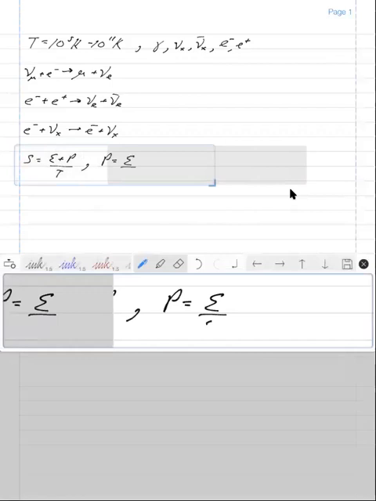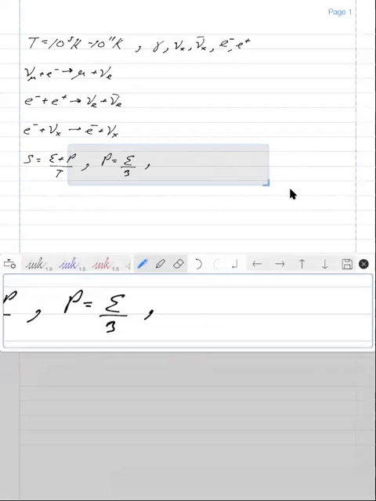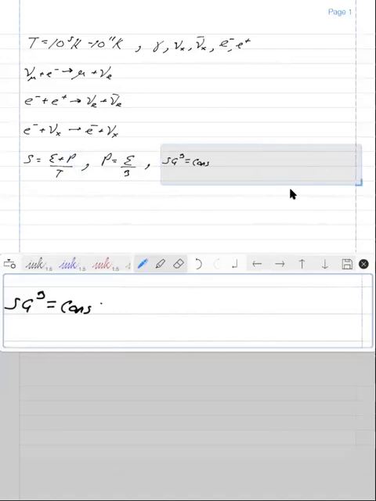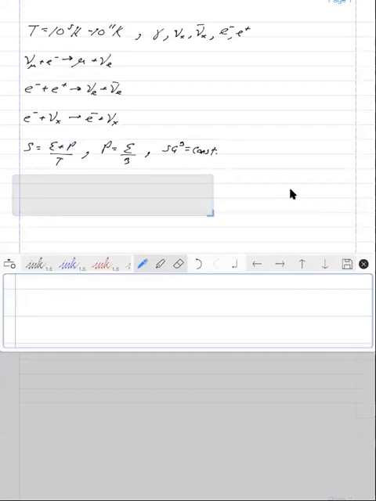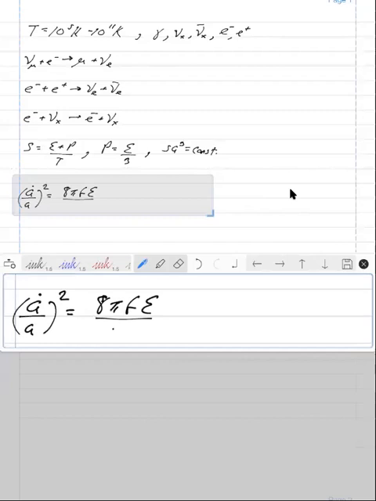We looked at it a couple of ways. First I just stated it, but we also looked at the distribution function. So that's two pieces of information. We also have that the total entropy, so entropy times a cubed, during these transitions will be a constant, and that comes from us assuming that these processes happen in an equilibrium way. And combined with this, we need to remember that the Friedmann equation gives us the evolution of the scale factor: a dot over a squared is equal to 8 pi G epsilon over 3 c squared.